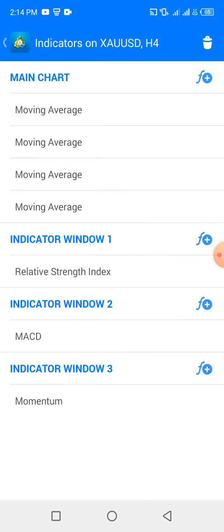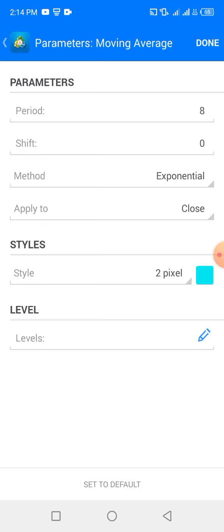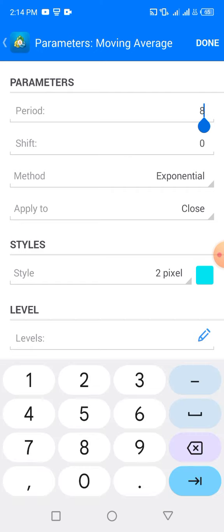Now we go to the fourth moving average, which is the last one. It's already on 8, but we will change it to 7. The method is already exponential, so we leave it on exponential. Then the color is already green, so we leave it like that.